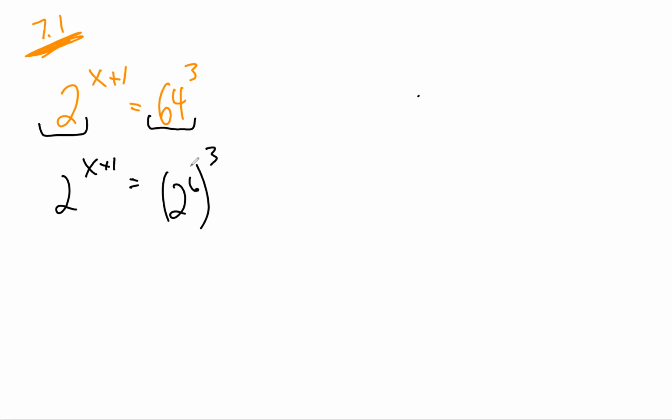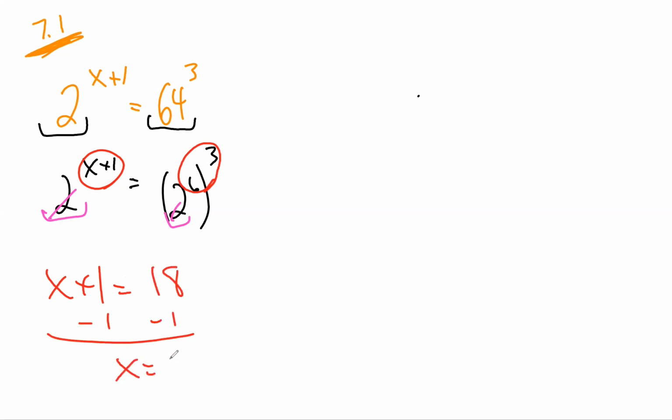So now I have the same base of 2, and so I don't care about those anymore. And now I get to take my exponents and set them equal to each other. So I'm going to have x plus 1 equals, now over here, I have a power to a power. And when I have a power to a power, I have to multiply. So that's going to give me 6 times 3, 18. And then I have to subtract 1, and I'm going to get x is 17, and ta-da, done.